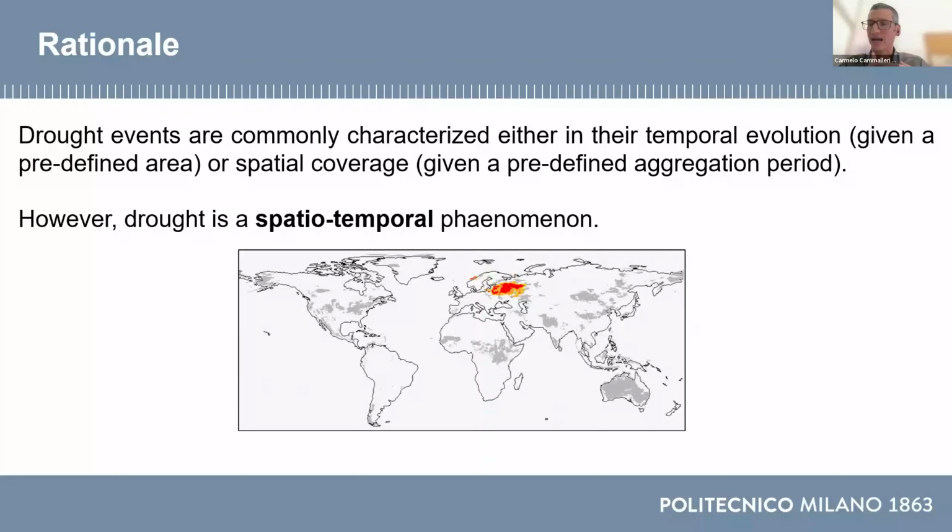But this is not exactly how we as humans perceive drought events. This is not how drought evolves in general in the real world, because droughts are spatiotemporal phenomena. So when we look at drought events, they evolve in space and time at the same time. We are used to disentangling these two pieces of information and looking at the two aspects separately, but actually they occur at the same time. So the rationale behind the introduction of this method is to try to develop a tool that is able to give information about how the events evolve both in space and time.